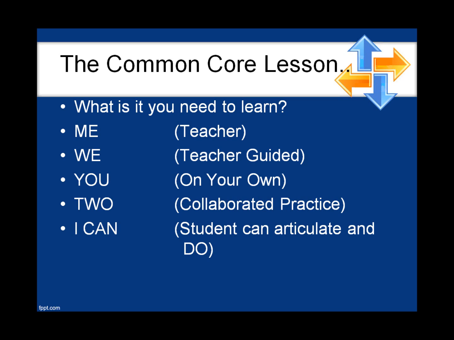Me, teacher input. The direct instruction from the teacher. We, what we do together. A lot of times this is where we're really going to check for understanding and have a lot of interaction with our students. The you piece, once again, is on your own. Two or more, this perhaps could say two or more, but collaborative, not collaborated, apologize for that error. Collaborative practice of working together, and then the very critical piece of students being responsible for what they can do. I can do. Students can articulate and do.